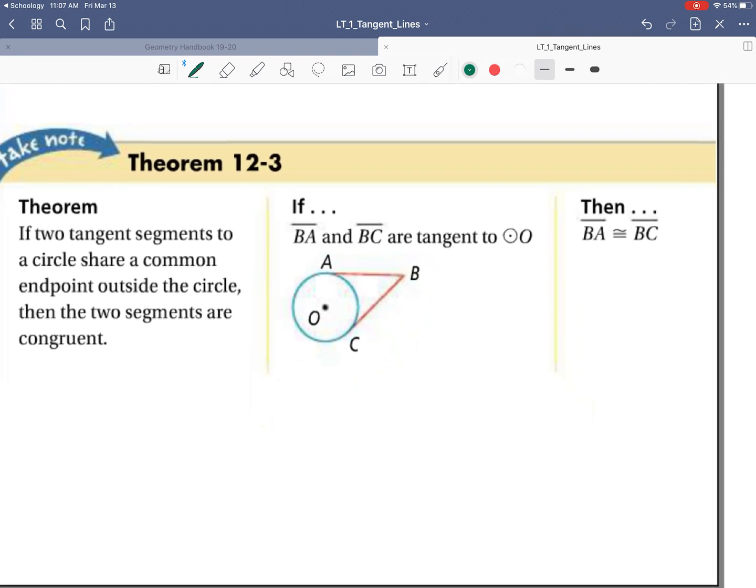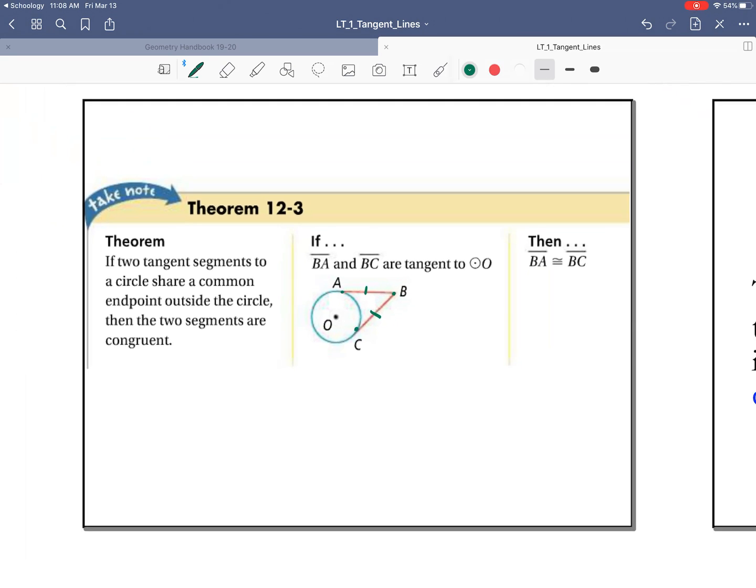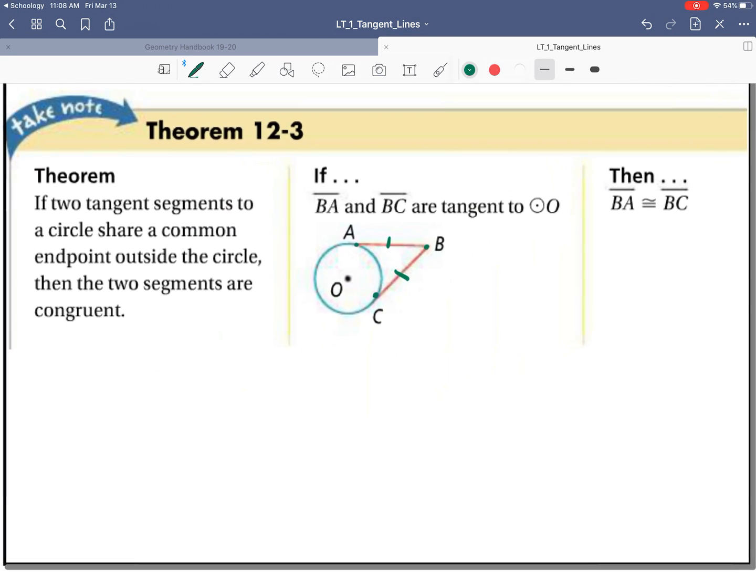Okay, let's look at this one. This one always reminds me of a party hat. We've got two lines that are tangent to two different points, A and C in this case. So if two tangent segments to a circle share a common endpoint, where their endpoint is B, outside of the circle, then the two segments are going to be congruent. Just like in a party hat, you would have those two sides congruent. BA congruent to BC. Oh, add that to your handbook and then press play when you are finished.